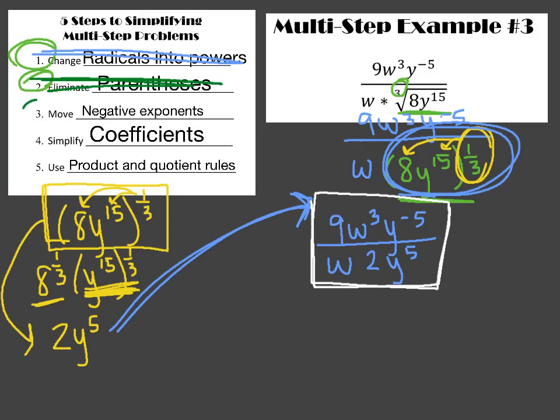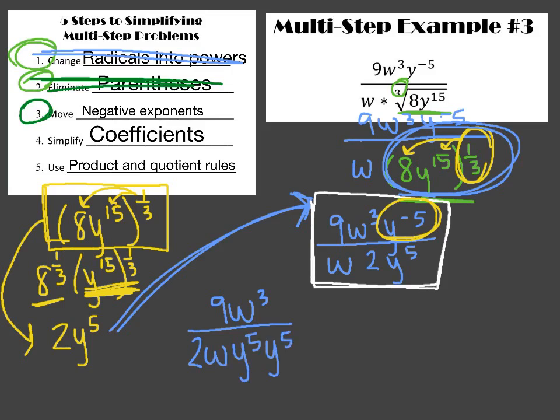And now I'm moving on to step number 3. It says move negative exponents. So I'm looking through my problem to see if I have any negative exponents. I do right here. So again, I'm just going to rewrite my problem without that negative exponent. And I'm moving that negative exponent down to the bottom. Okay, so this is where I am now. I'm down here. And I'm done with step number 3 because I don't have any more negative exponents.